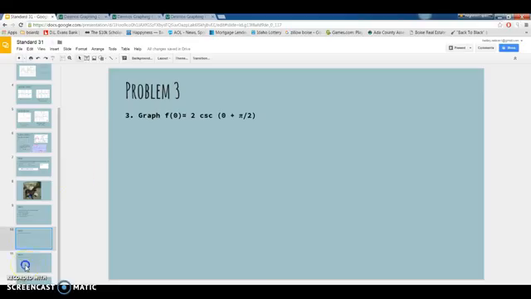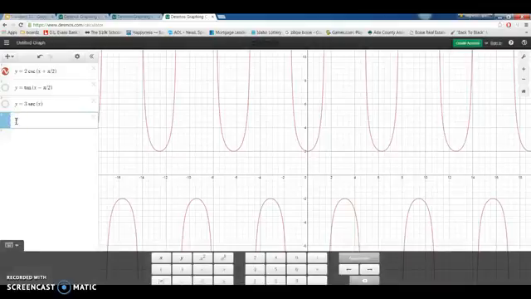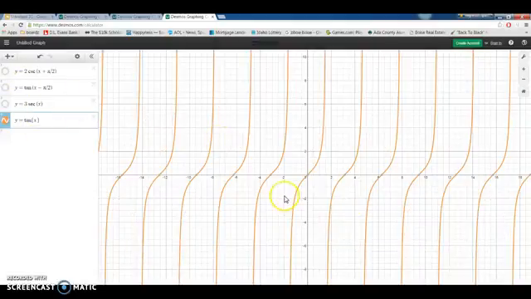So now we're going to do our next problem, which is graph f of x equals tangent of theta minus pi over 2. So again, the first thing we want to do is look at what the regular graphing of tangent looks like. So ignore that. So remember, it goes from left to right. The asymptotes are at negative pi over 2 and pi over 2.